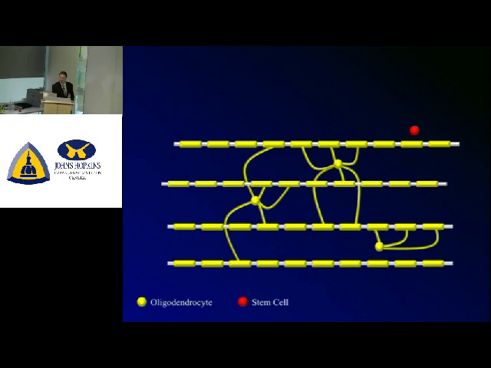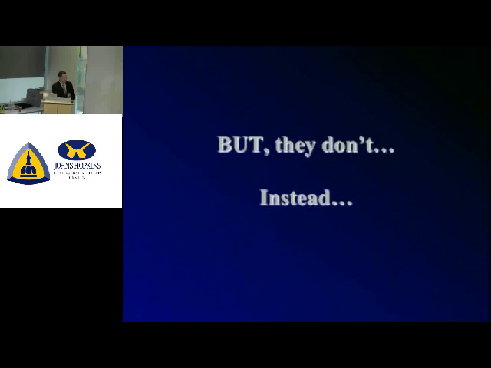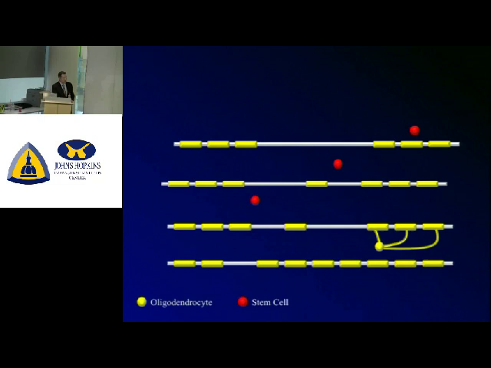The problem is it doesn't really happen that way. Our nervous system is still smart enough to figure out that there was a problem, so they still are able to move to the area. But then mostly what happens is they just sit there like bumps on a log. And it took us a long time to figure out what these guys need in order to do their repair job. And I'm going to skip another 10 minutes of this talk.